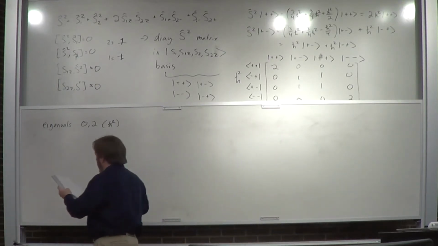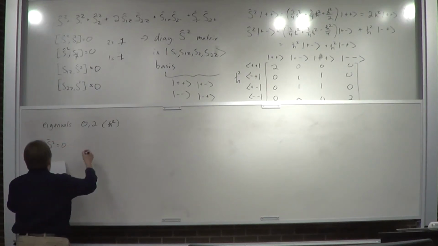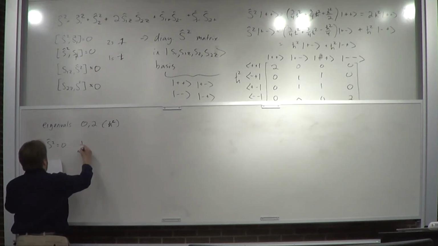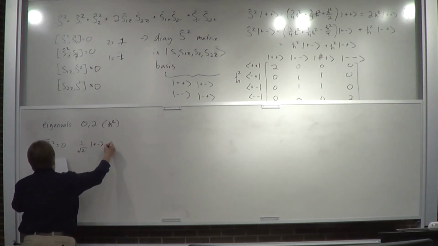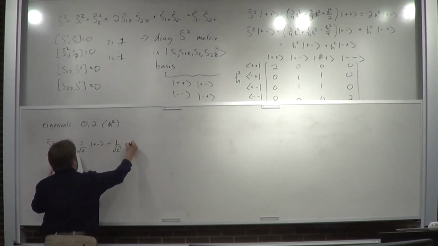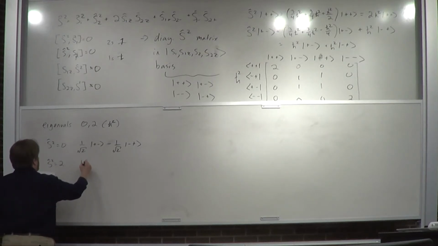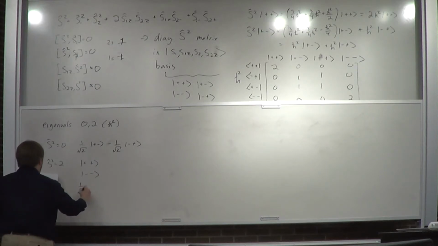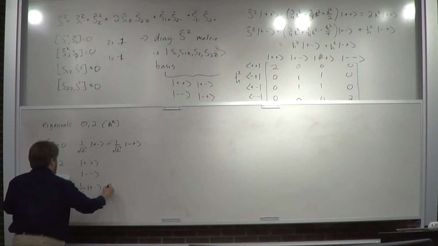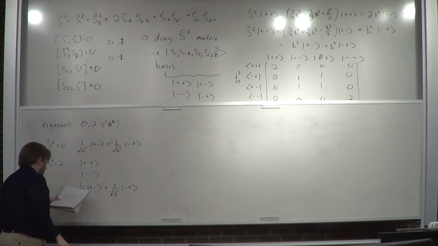Okay, if S squared equals 0, I asked MATLAB what the eigenstates are, and it said this: plus minus minus, and 1 over the square root of 2 plus minus, plus 1 over the square root of 2 minus plus. There you go.